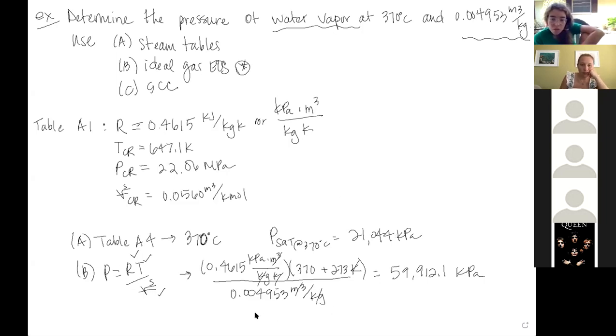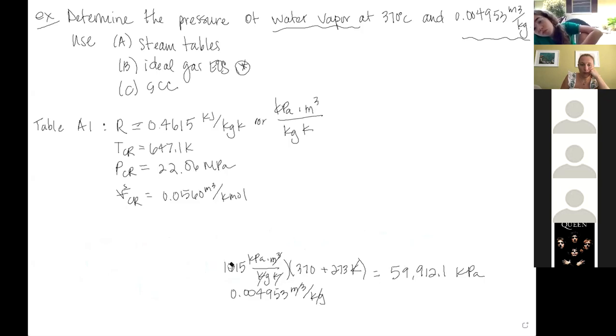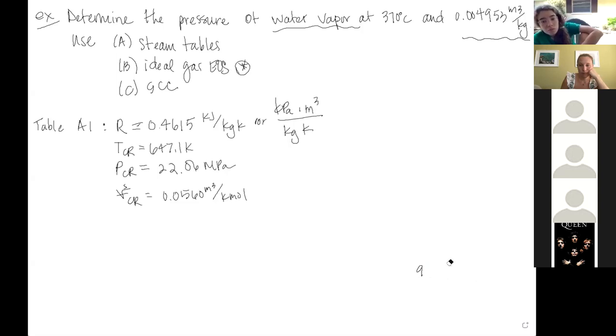All right, so for part C, we're going to use the generalized compressibility chart. In order for us to use it, so far we've used our temperature reduced and our pressure reduced, but we don't know our pressure. Pressure is what we're trying to find. So we're going to have to find some other variable on the generalized compressibility chart for us to use.